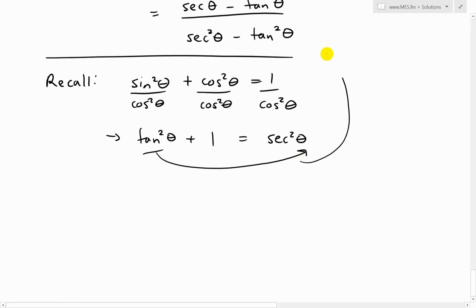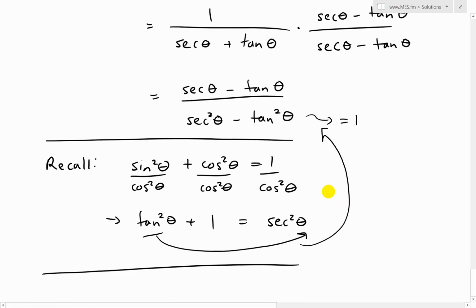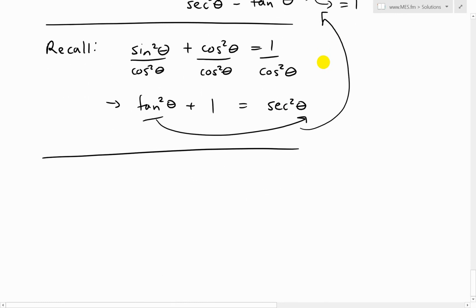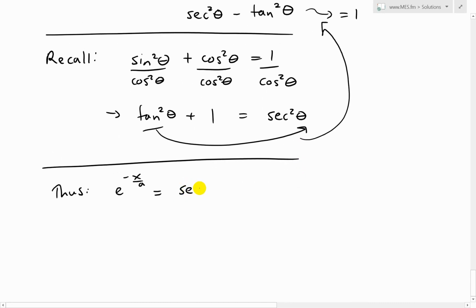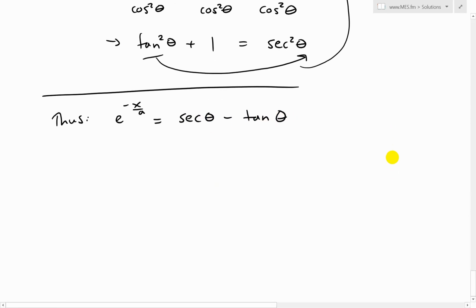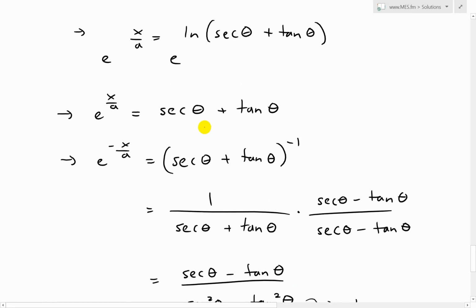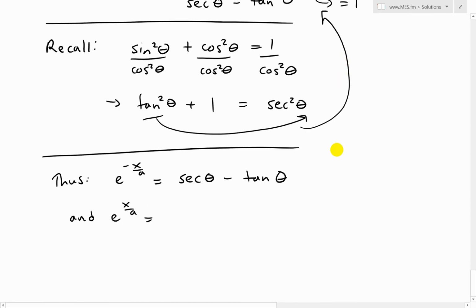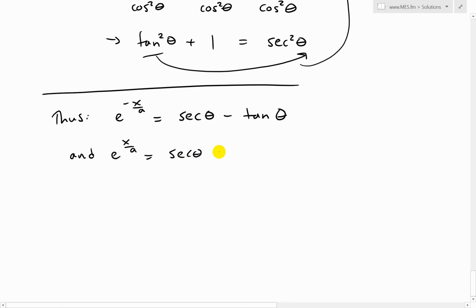And I'll just put an arrow across there. This part here equals 1. So what we end up having is this entire one just equals that. So thus we have e to the negative x over a equals just secant theta minus tan theta. And also what we have from the earlier one, e to the x over a, as is shown above, I'll scroll to that one. That's just secant theta plus tan theta.